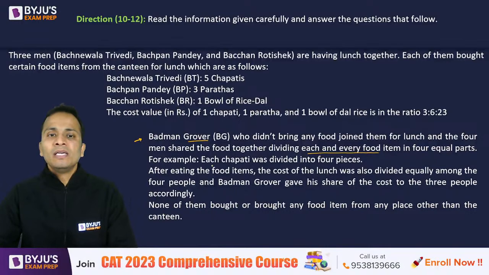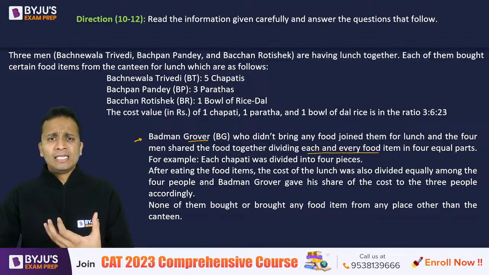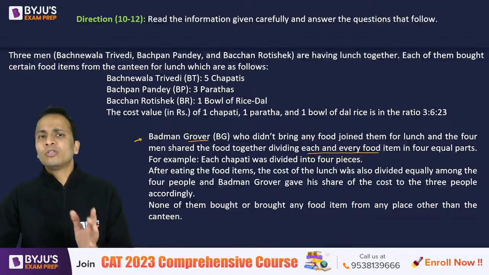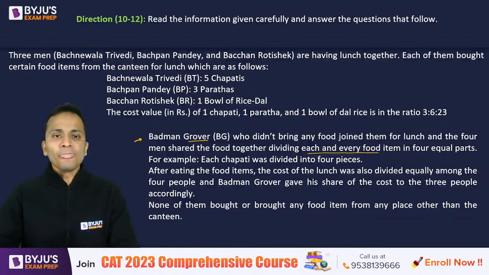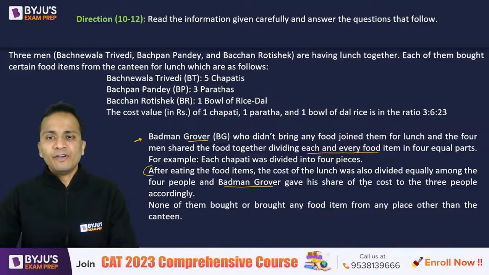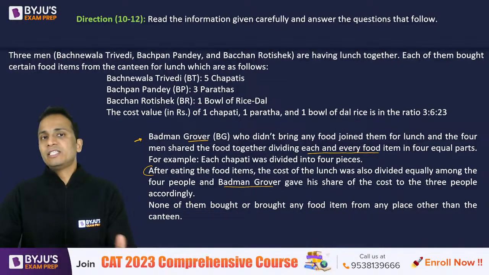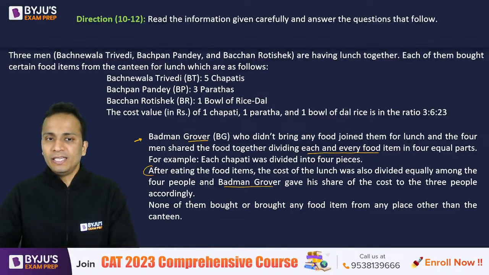For example, each chapati was divided into 4 pieces. Each paratha was divided into 4 pieces, and the entire bowl of rice dal is also divided among 4 people. Now, after eating the food items, the cost of lunch was also divided equally among the 4 people, and Badman Grover gave his share of cost to the 3 people accordingly. So whatever he took from each, he paid that much money.